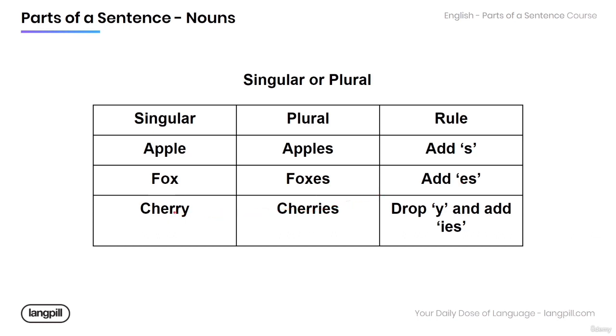We have cherry, okay, ends in this Y. So cherries in plural. To make it plural, you just add this IES and drop the Y. Okay, so these are the three basic endings you'll see on nouns.